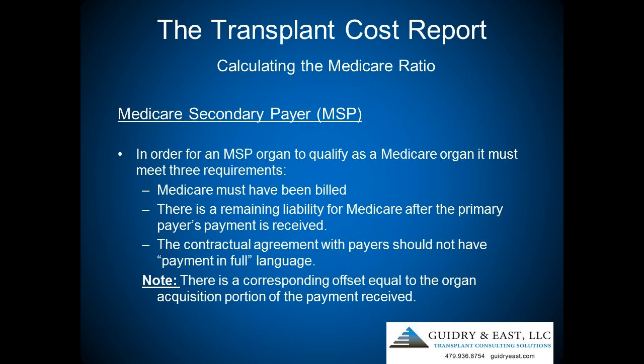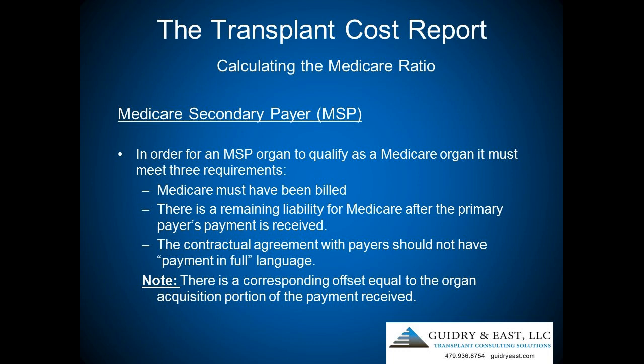Well, in order for an MSP to qualify as a Medicare organ, it must meet 3 requirements. Medicare must have been billed. There is a remaining liability from Medicare after the primary payer's payment is received. And the contractual language of payers should not have any payment in full language. Now, it must meet all 3 before you can count an organ where Medicare is secondarily liable as a Medicare organ on the Medicare ratio.